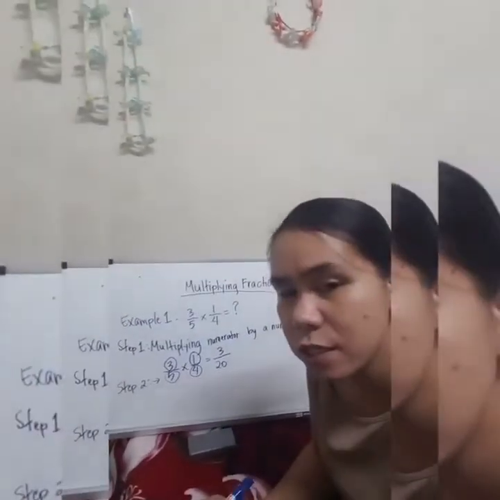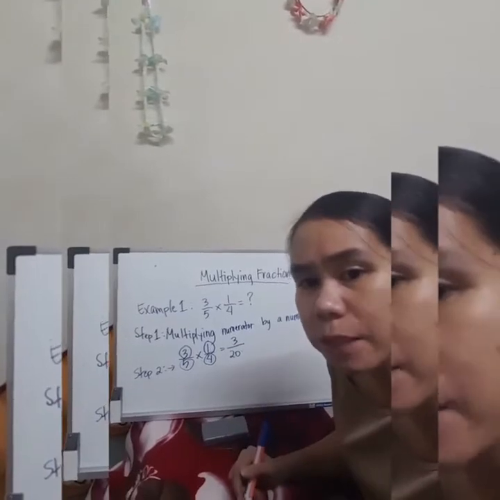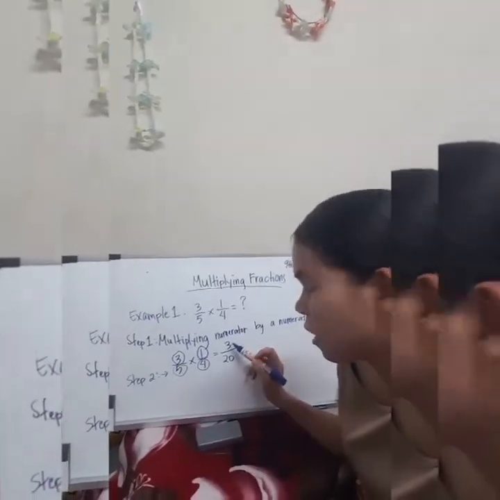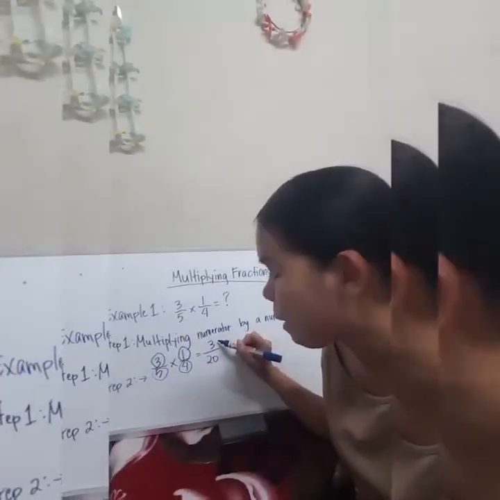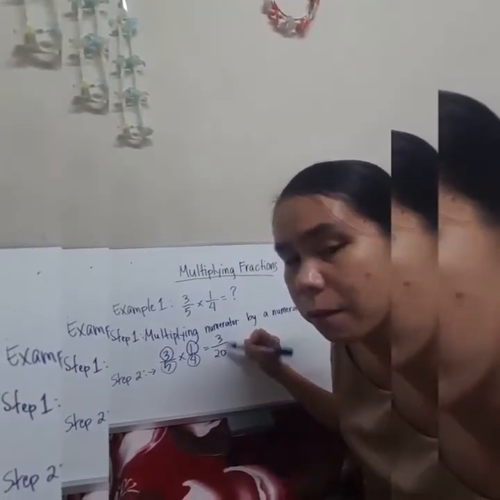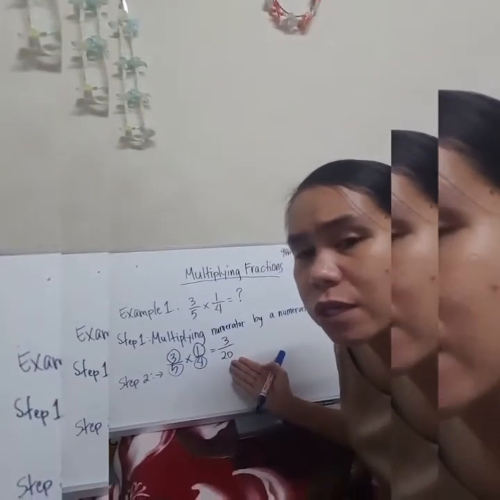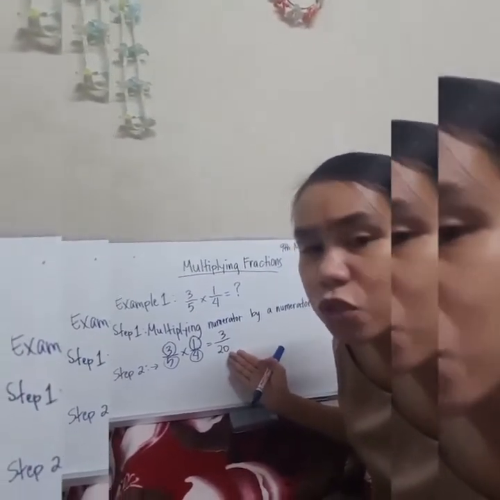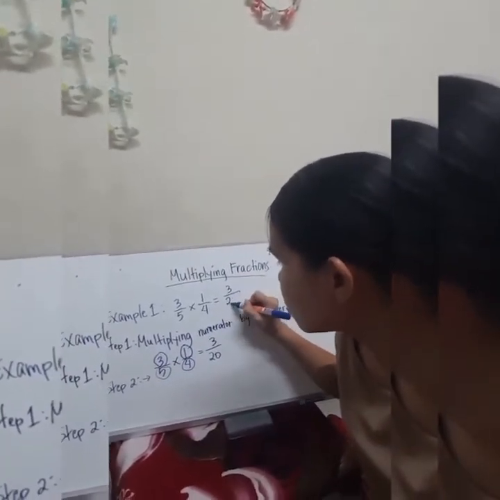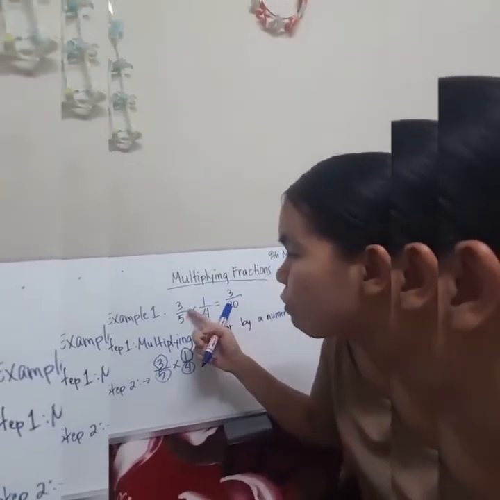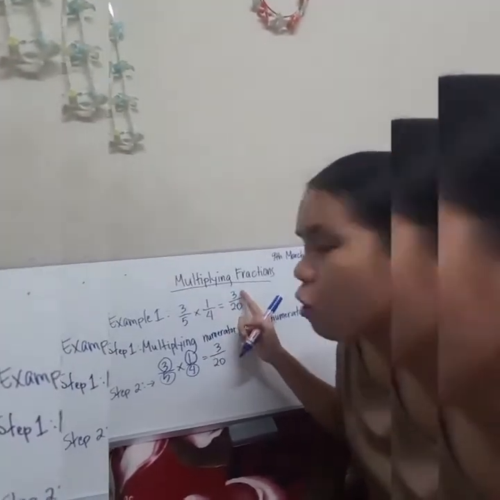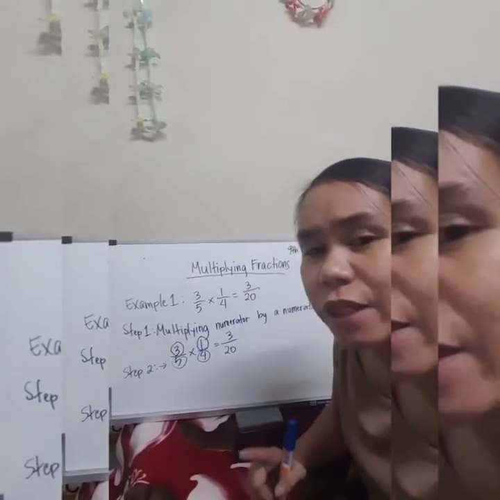So the question is, is the number in the simplest form? What do you mean, Teacher Joy? Do you think there is a number that you can divide here as well as here? But in this case, the answer is in the simplest form already. So the answer here is 3 over 20. So 3/5 times 1/4 is equal to 3 over 20. So another example.